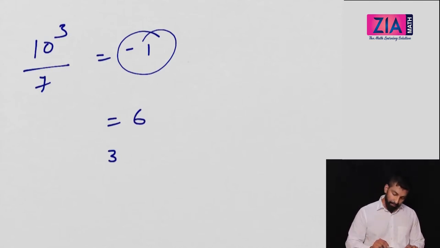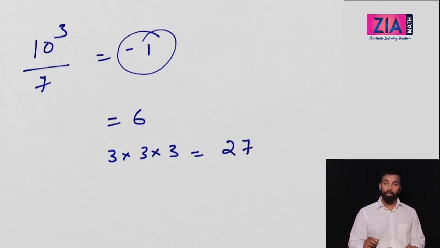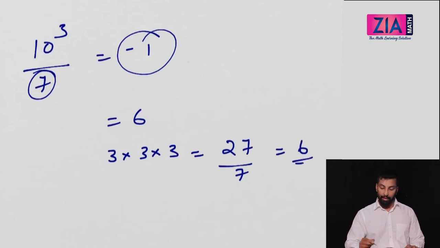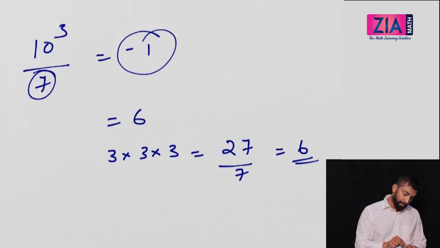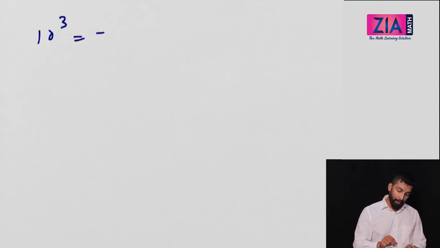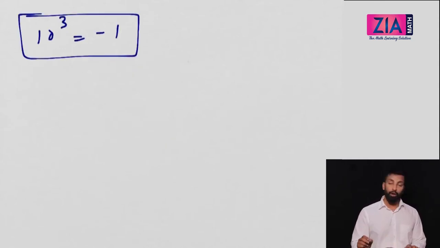Why 6? Because 3 into 3, that is 27. So it is greater than the divisor, which is 7. So you divide again with 7, you get 6 as the remainder. But instead of 6, I can write minus 1. So you got 10 raised to 3 as minus 1. Now you understood 10 raised to 3 divided by 7, the remainder is minus 1 or 6.